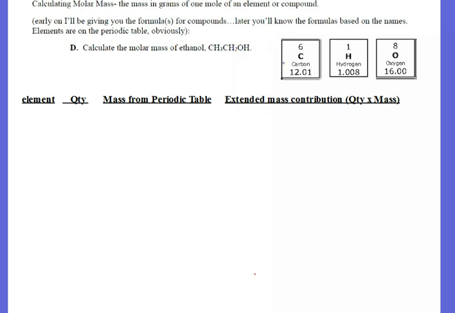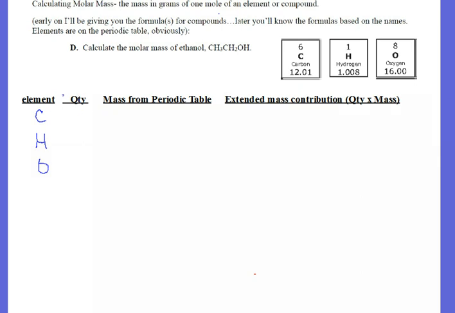I went to a periodic table, which you should have access to, and I've just pulled these elements off the periodic table: their atomic number, their symbol, the name, and the weighted average atomic mass for each of those elements. In order to calculate the molar mass, you want the mass in grams of 1 mole of an element or a compound. So we have our 3 elements, carbon, hydrogen, and oxygen.